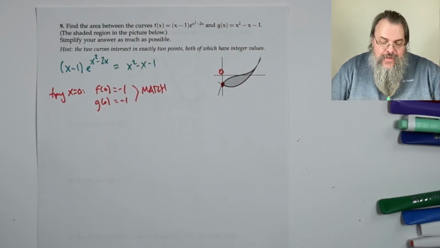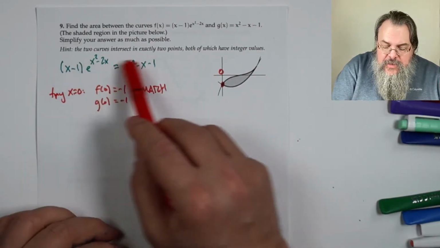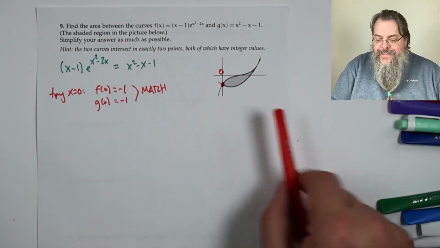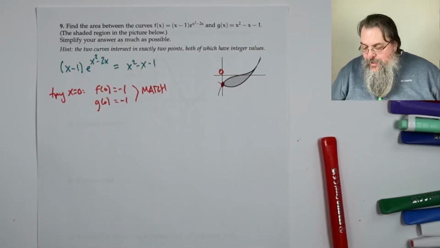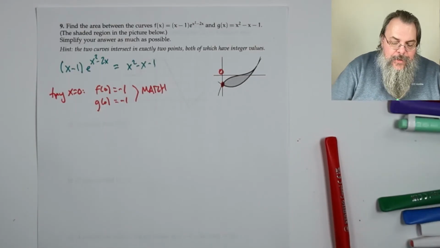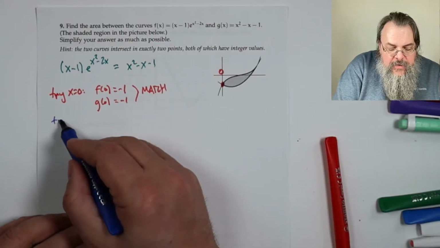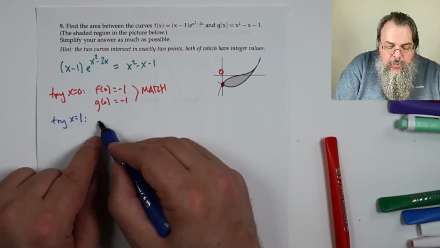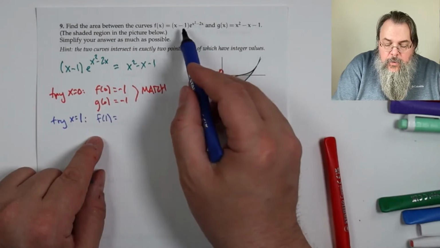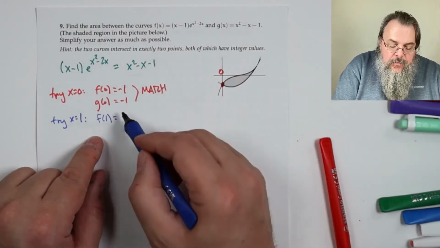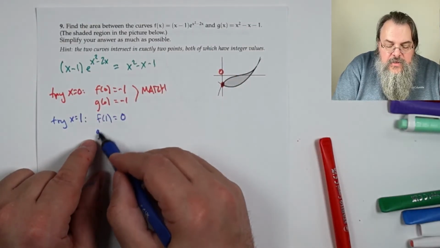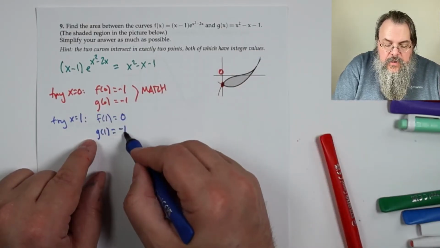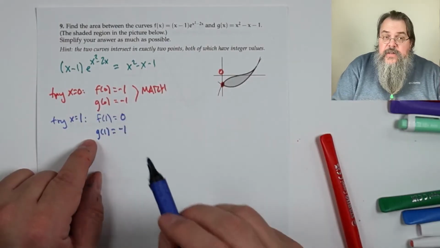One more to go. And, well, we're told they intersect in 2 points, both of which have integer values, and we need to go positive. So let's try 1. Why not? Okay, let's try x equals 1. What are we going to see? When we plug in 1, well, what's f of 1? Well, 1 minus 1 is 0 times something. Well, that's 0. Hard to recover from that. And g of 1 is 1 minus 1 minus 1. Negative 1. They don't match. Okay, so that's not an intersection.